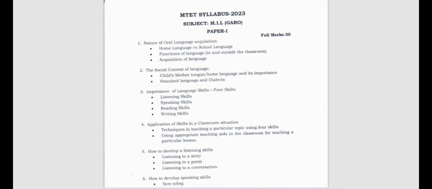Once you understand the syllabus, it becomes very easy for you to go forward with your preparation, because when we do not know the syllabus, how are we going to study? What are we going to study? What are we not going to study? All those things need to be kept in mind while preparing for this type of examination.